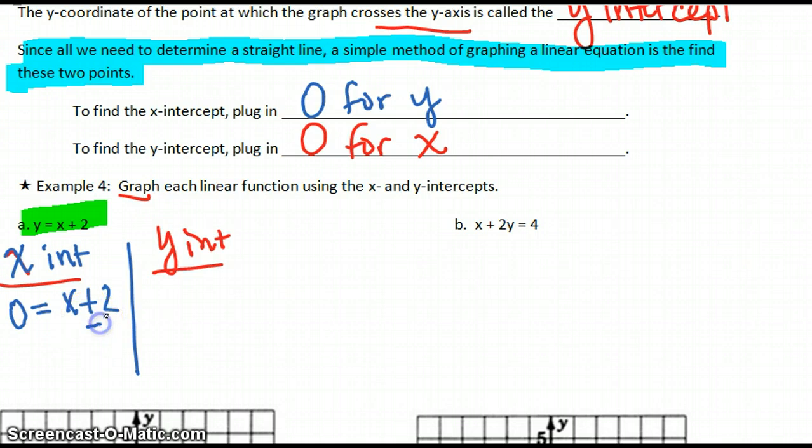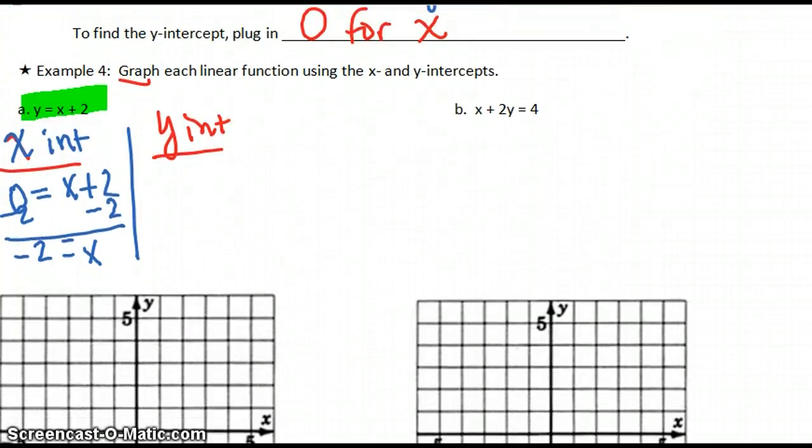We subtract 2 from both sides. So x equals -2. Ladies and gentlemen, you've just found the first point. When x is -2, what was y? Y is 0. There's your ordered pair. This is your first solution, your first point.